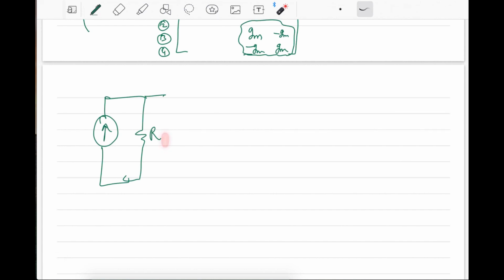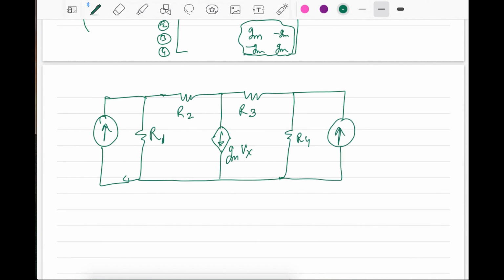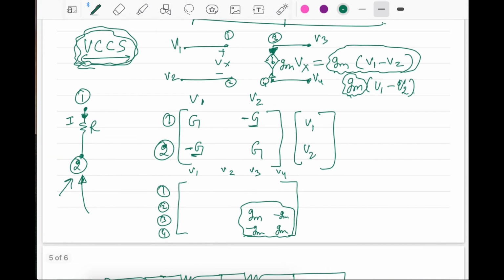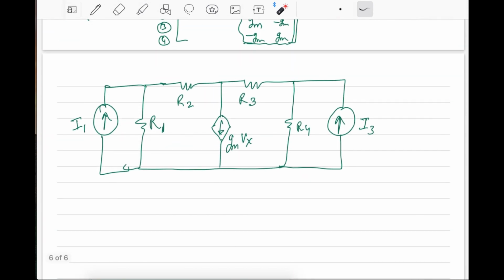So here you have R1, then you have here, let us say R2, then you have a controlled current source which I was telling you about. So here you have gm Vx, then you have here R3, then R4, and then a current source like this, which is I3. This is I1, let us say. So instead of discussing this, which is a bit confusing, let me explain it through this particular circuit.